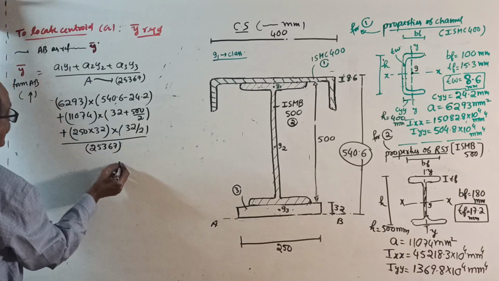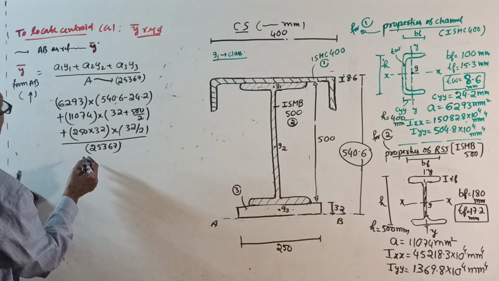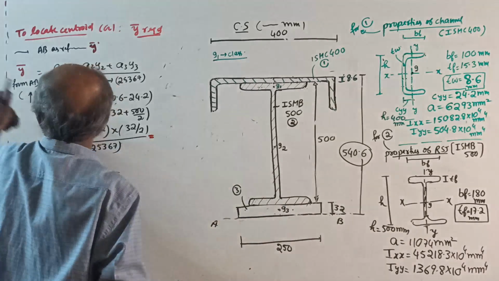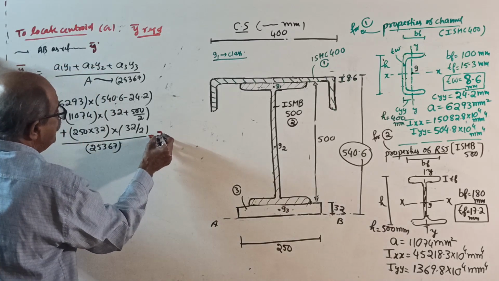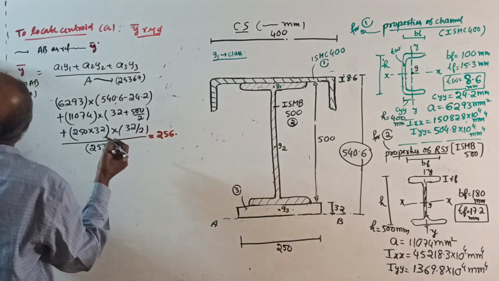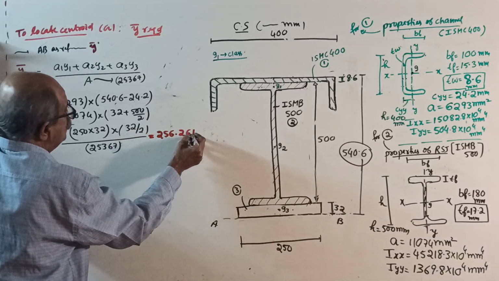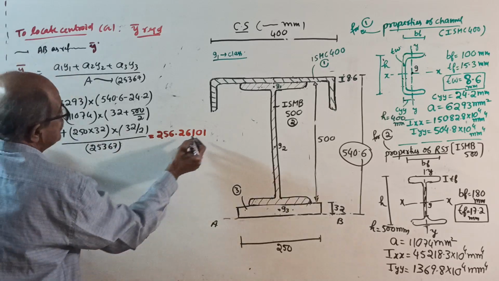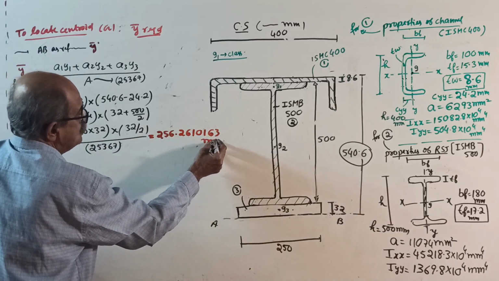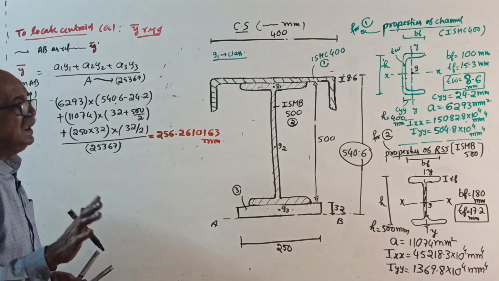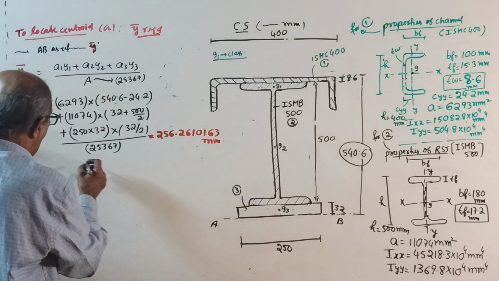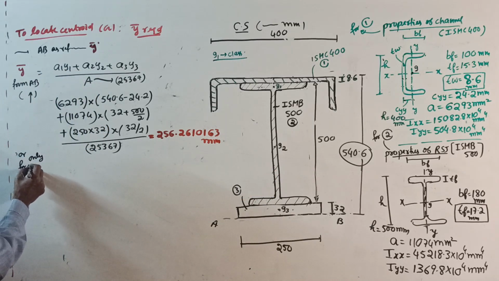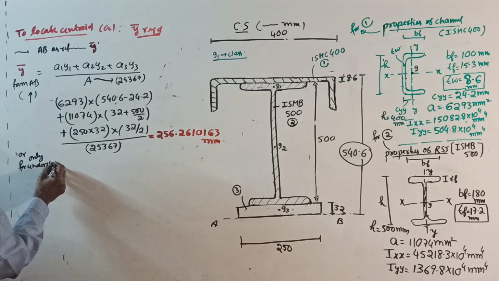25367 is the total area. This answer will come, I already calculated before the class. Answer will come. I calculated that. I am here from bottom 256.261 2610163. I will tell you why I am doing it with so much accuracy. Only for understanding purpose. Okay, over. Now you can look at it only for understanding this question.